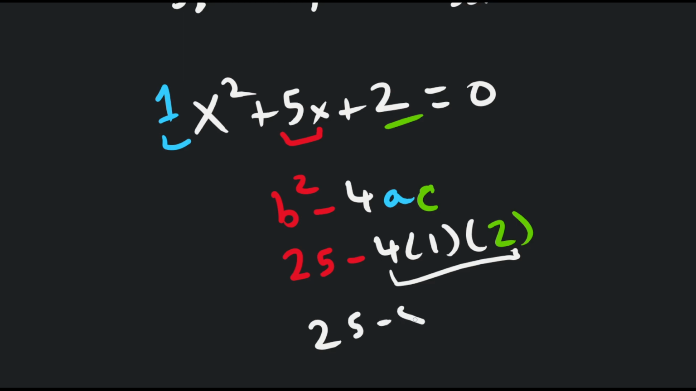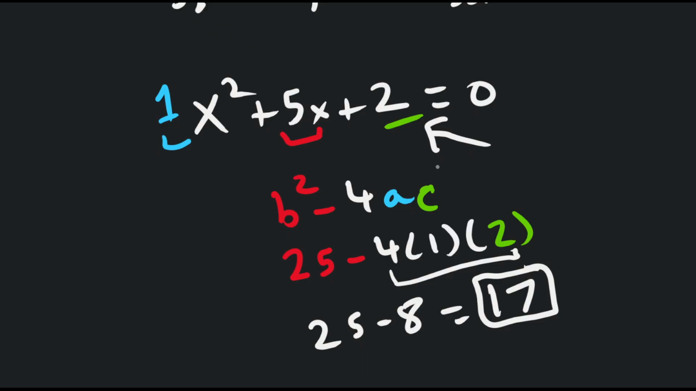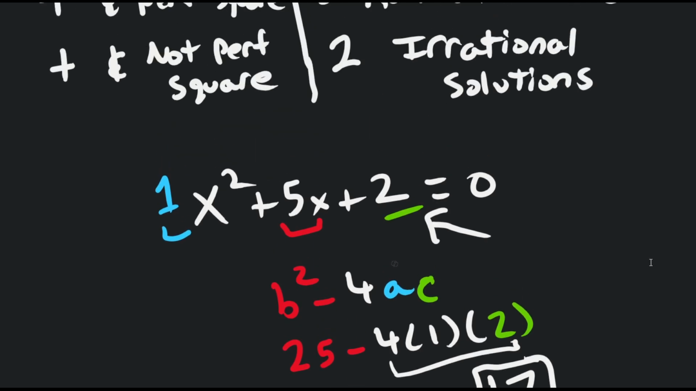So 25 minus 8, that gives us 17. So our discriminant is 17. In this case, the discriminant of this quadratic is 17. So we will have two solutions, but they will not be rational. They will be irrational solutions.